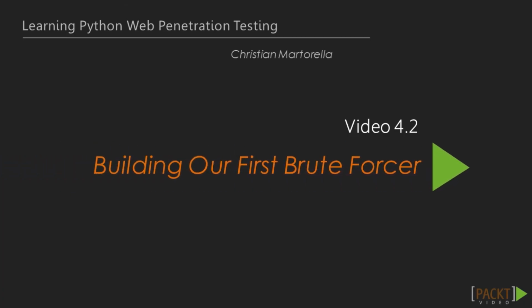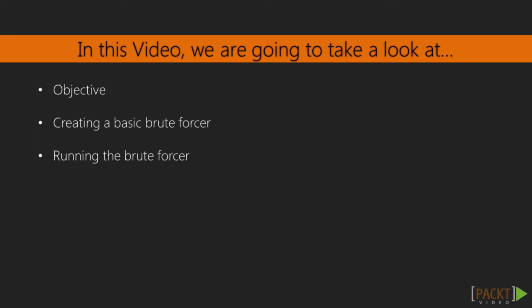In the previous video, we learned what a brute forcer is. In this video, we're going to build a script that will help us in discovering resources using a dictionary of words. We are going to create a basic brute forcer. We're going to start defining the objective of the tool, and then we're going to go over the code of the basic structure of the brute forcer. Finally, we're going to run it against our test web application.